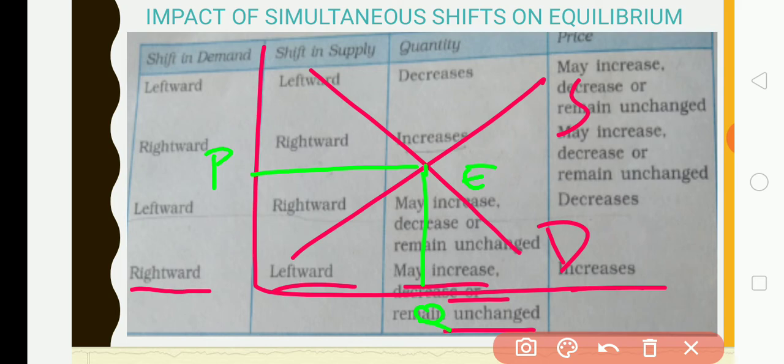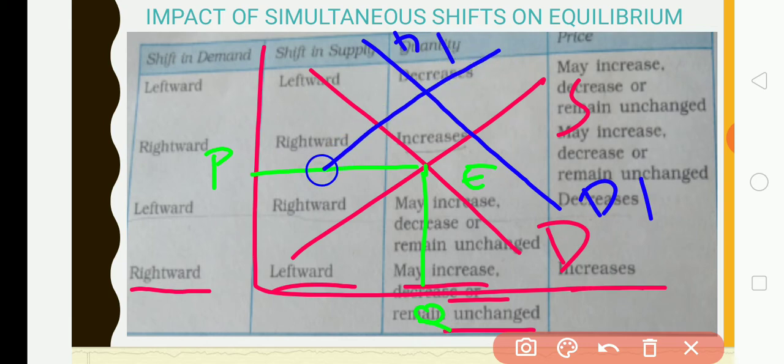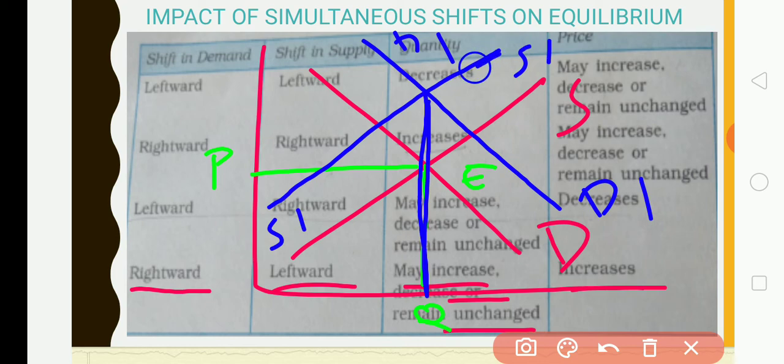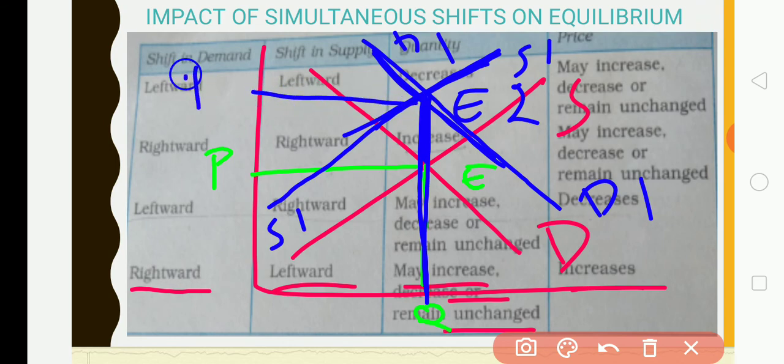Now in the fourth one, the demand curve shifts rightward, D1, and the supply curve shifts leftward, S1. This is the new equilibrium situation. Where the new demand curve and the new supply curve intersect, this is the point E2. The quantity remains unchanged, and the price is P2.